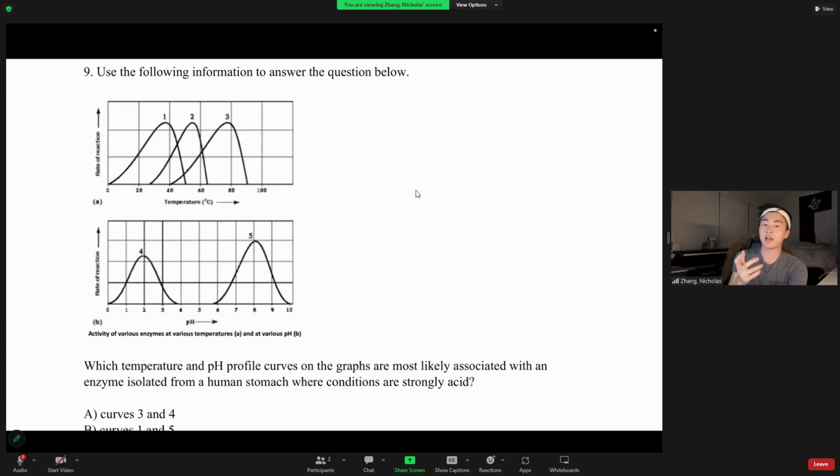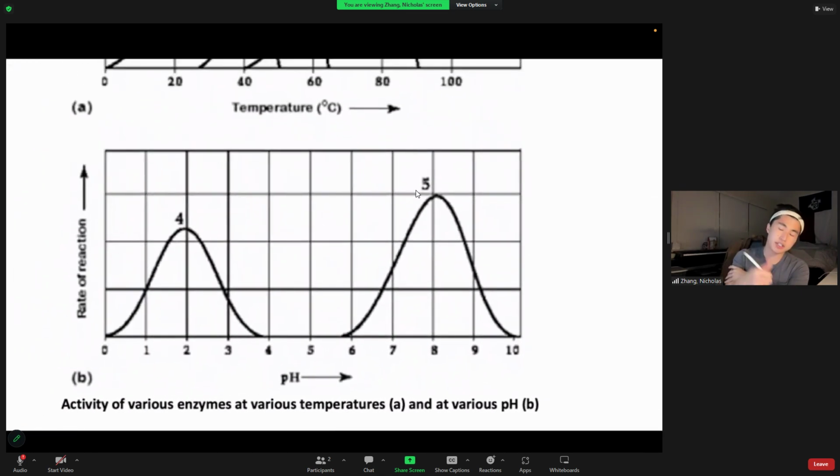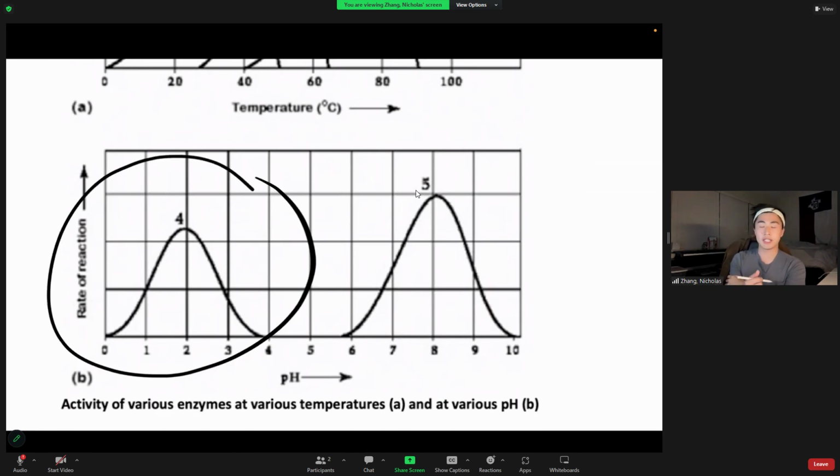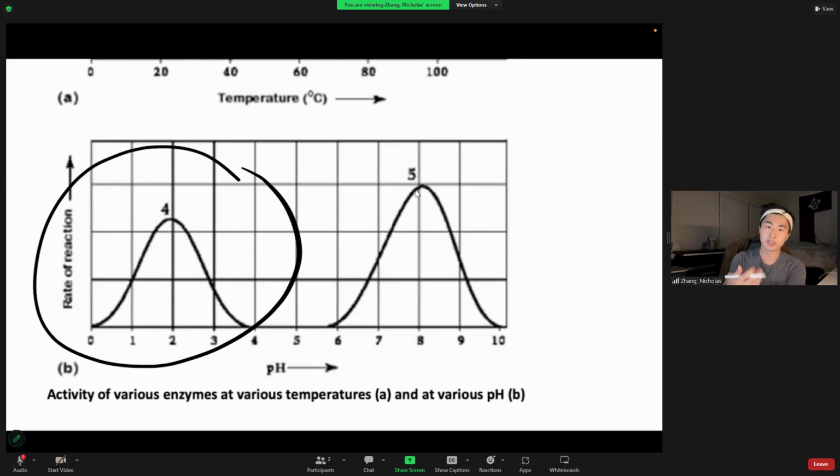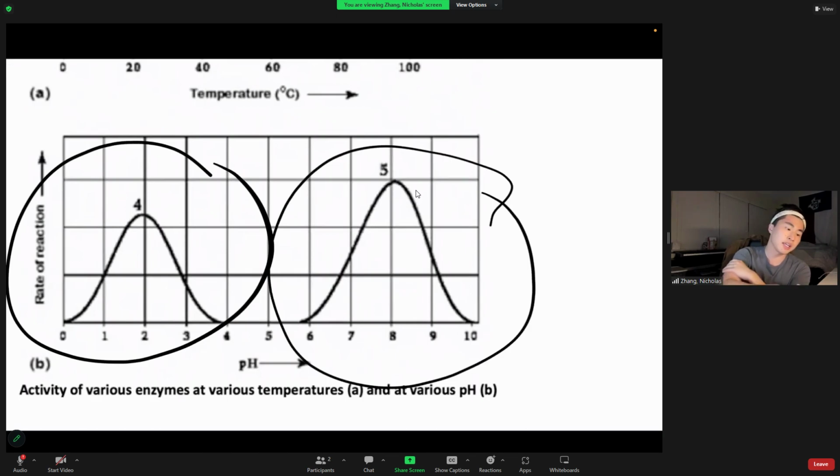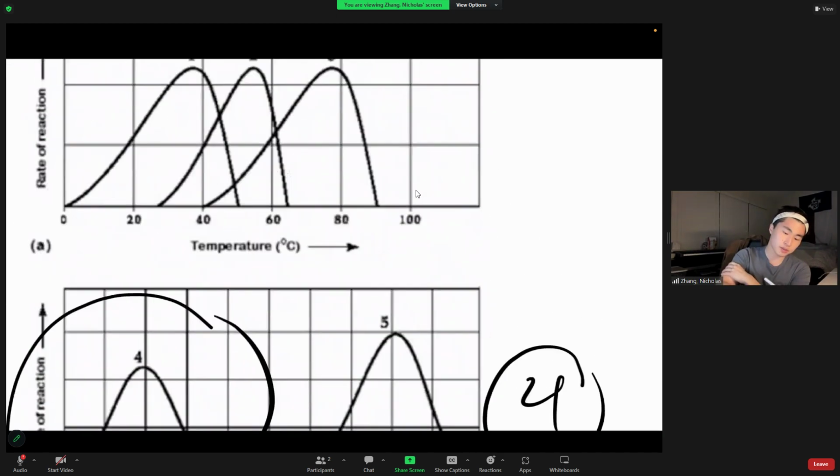In the question, I'm asking which enzyme is located in the stomach. We know that it's highly acidic, meaning there's going to be a lower pH. So we'll start with the easier one. This chart down here shows us the function of certain enzymes at different pHs. Because we're going to be in a very acidic condition, we're going to have a lower pH. So this chart right here, which shows the highest level of function at pH 2, is probably going to be a characteristic of the enzyme that functions in the stomach, rather than a higher pH peak of 8, which would be found elsewhere. So we're going to write 4 next to this one.